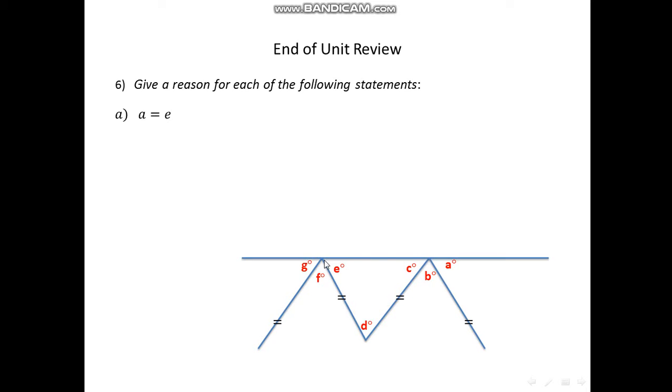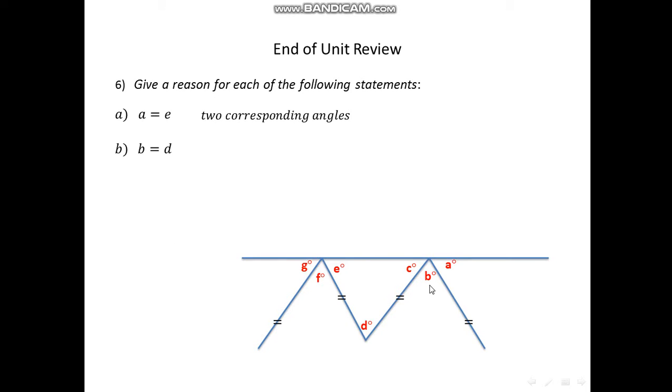This is intersection 1, intersection 2. So they are in the same position on the same sides of the intersection. So they are what? They are corresponding angles. A and E are corresponding angles, because they are between this parallel line and this parallel line. And this line now works as a transversal line for them. Okay?